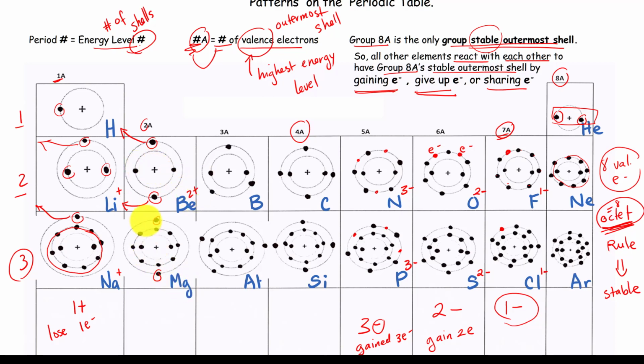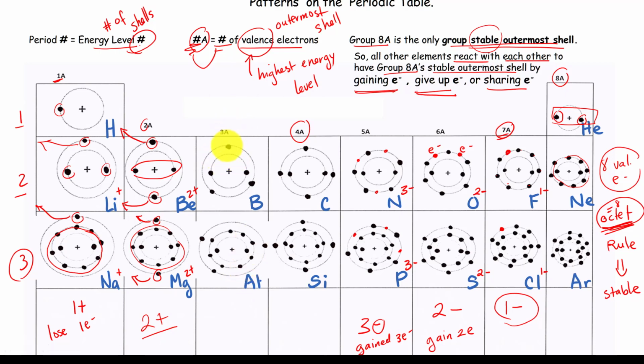The same thing for magnesium. It's going to give up those 2 electrons and that's going to give us a 2 plus charge as well. So for all the elements in group 2A, it's not going to gain 6 more electrons. That takes a lot of work. Instead, it's going to lose its 2 valence electrons. So this one will now have an outermost shell that looks like helium. And for this one, when it loses 2 valence electrons, it would now have an outermost shell that looks like neon. So all the elements in group 2A would have a 2 plus charge.